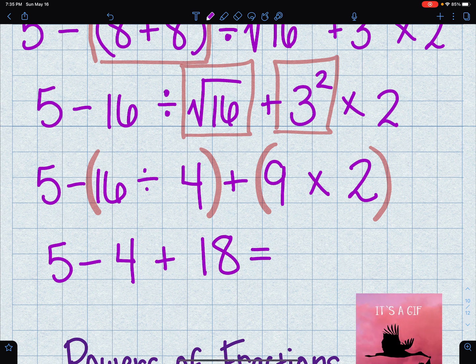Now, easy peasy, we just add from left to right. So 5 minus 4 is going to be 1. 1 plus 18, the answer is 19. Sweet, huh? You can do that, easy peasy.